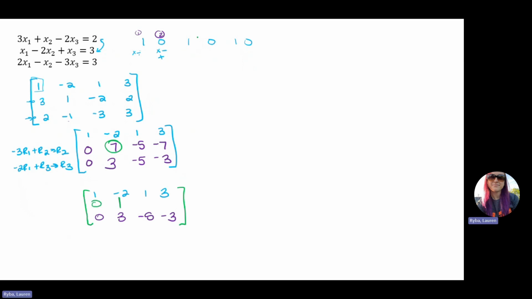So remember, in order to get a 1, you're going to either multiply or divide by something. So am I going to multiply or divide 7 by a number? And what am I going to do to get it to turn into 1? What number is that? Divide by 7. Okay, so I'm going to take row 2, divide by 7. So 7 divided by 7 is 1. -5 divided by 7 is going to have to stay a fraction, -5/7. And then -7 divided by 7 is -1.